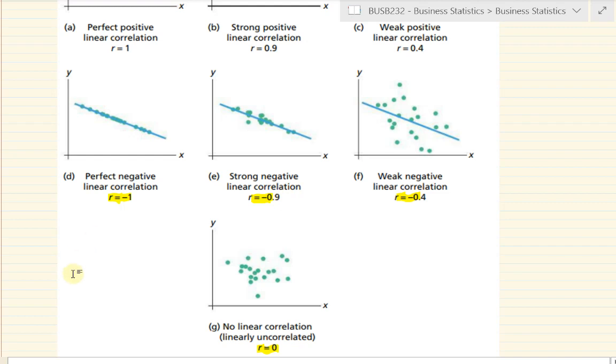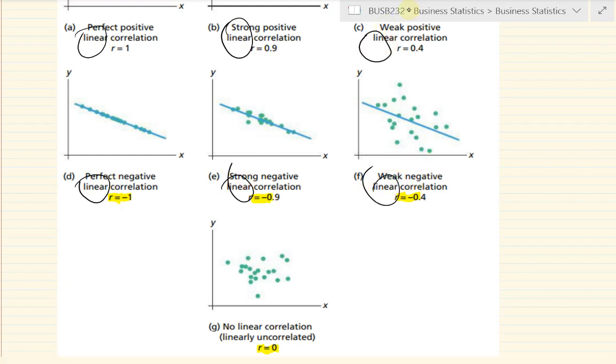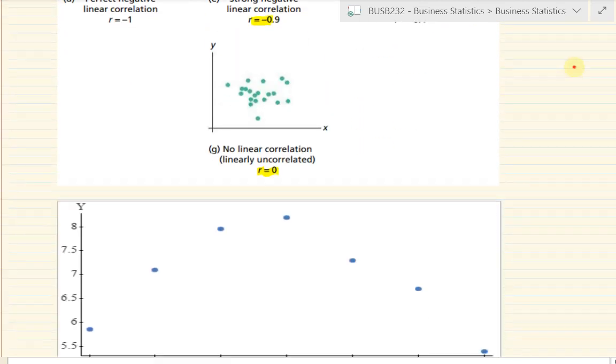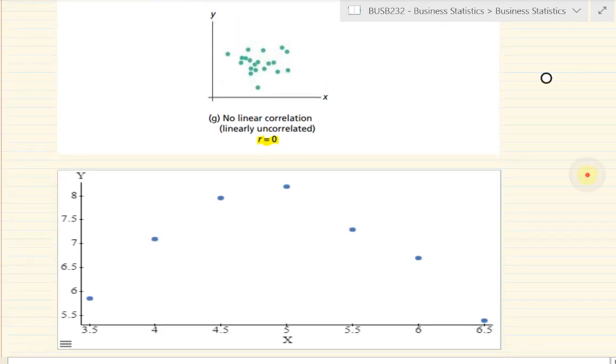Notice again, the author emphasizes linear, linear, linear, linear, linear in every one of these. That's very important. What most people don't realize, they just say, let's look at the correlation. Now, just to again show you the importance of linearity here with correlation.